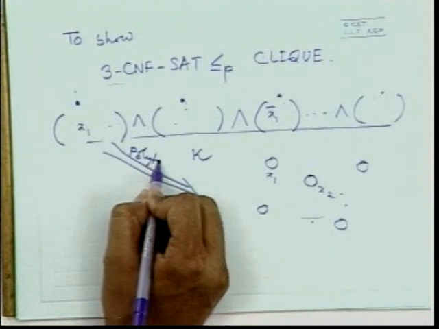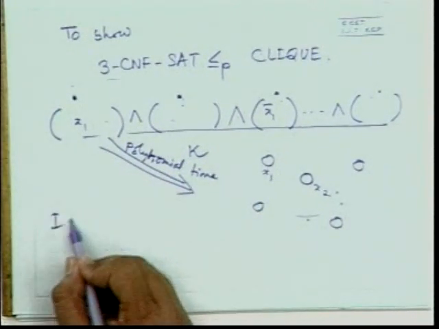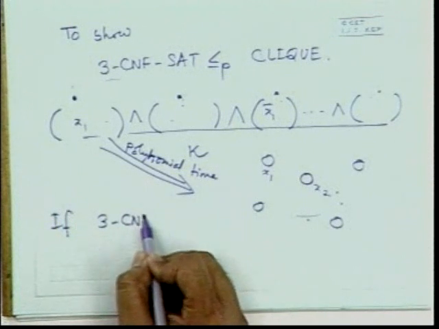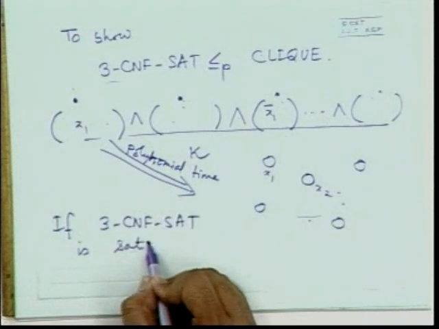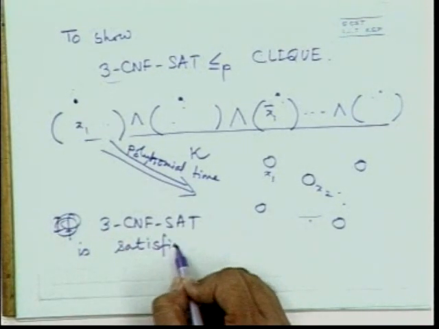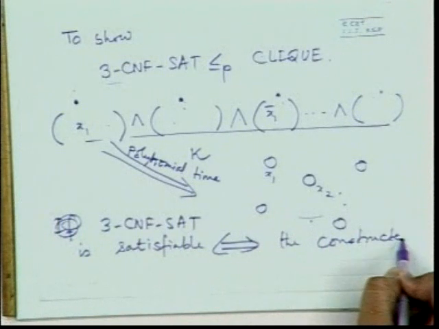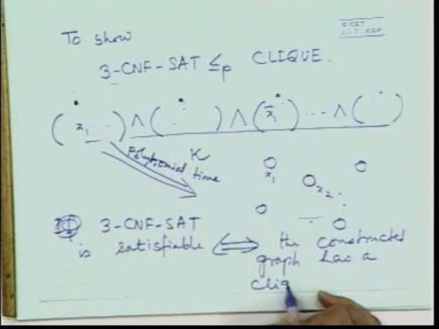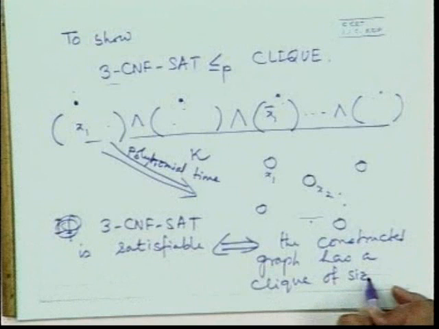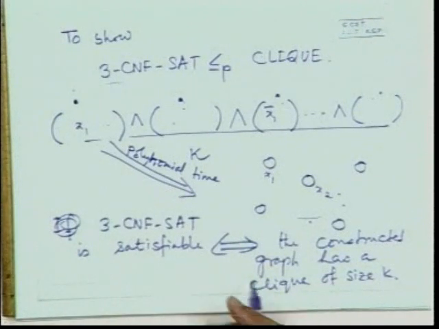So what you have shown by this construction, first of all, is that this is a polynomial time construction, and the 3CNF SAT instance is satisfiable if and only if the constructed graph has a clique of size k. So this is the transformation and this is the proof.